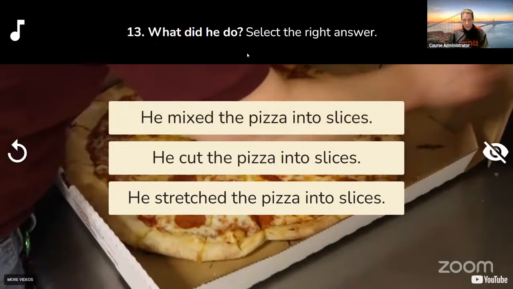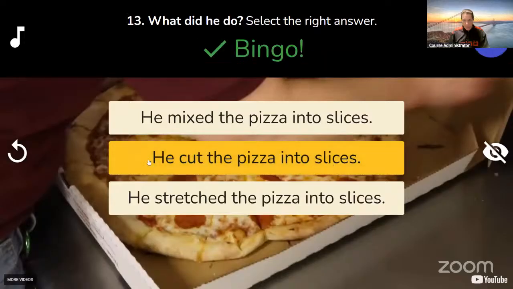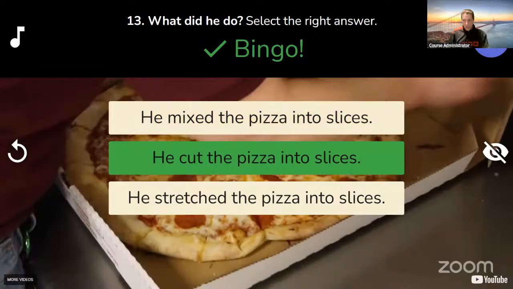So what did he do here? The choices are he mixed the pizza into slices, he cut the pizza into slices, or he stretched the pizza into slices. Okay, probably the correct choice would be he cut, right? So he cut the pizza into slices, or the pizza is cut, or the pizza was cut, maybe. It's already cut, I see. It's in the past now. So the pizza was cut into slices.